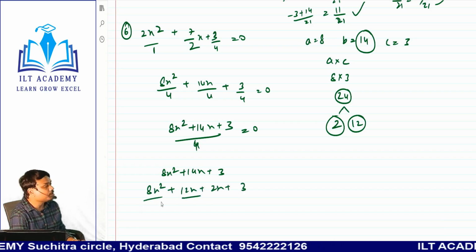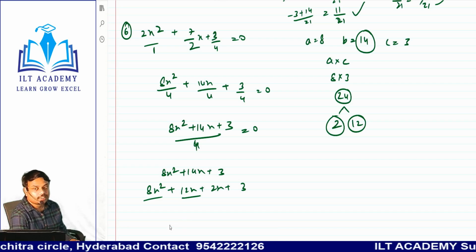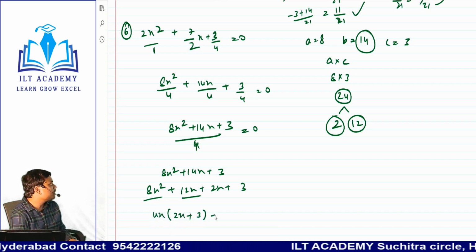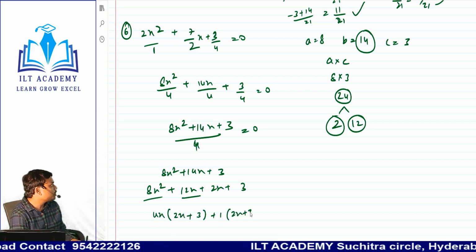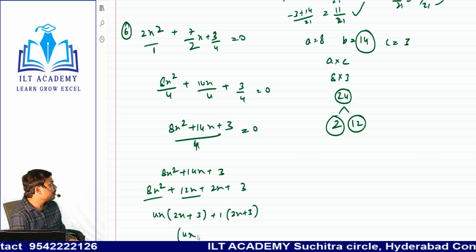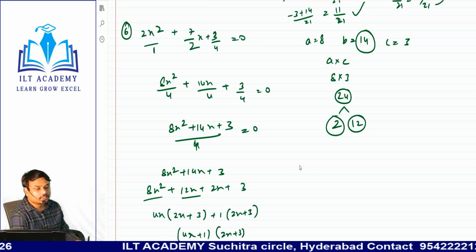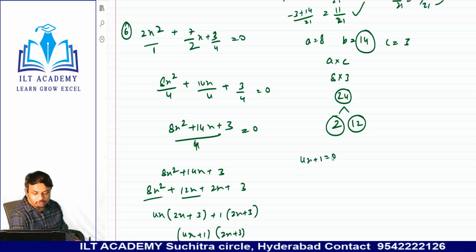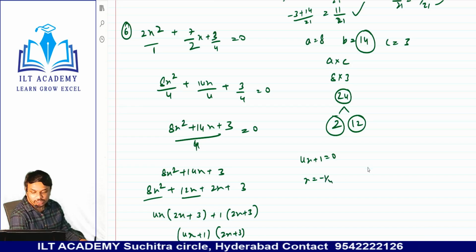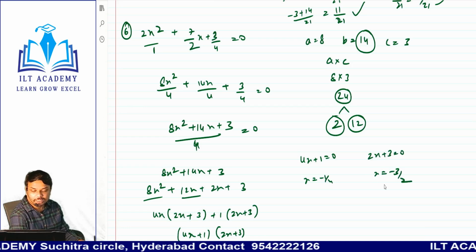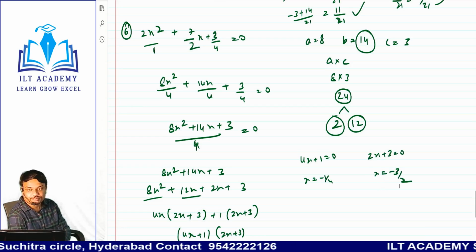Now what can you take common in 8x square and 12x? You can take 4x common. So 2x plus 3, plus 1 into 2x plus 3. So which is 4x plus 1 into 2x plus 3, right? Now 4x plus 1 is equal to 0. x is equal to what? Minus 1 by 4. 2x plus 3 is equal to what? 0. x is equal to what? Minus 3 by 2. Any doubts?